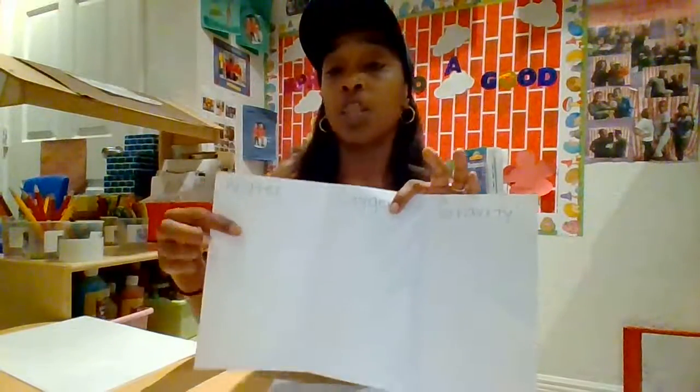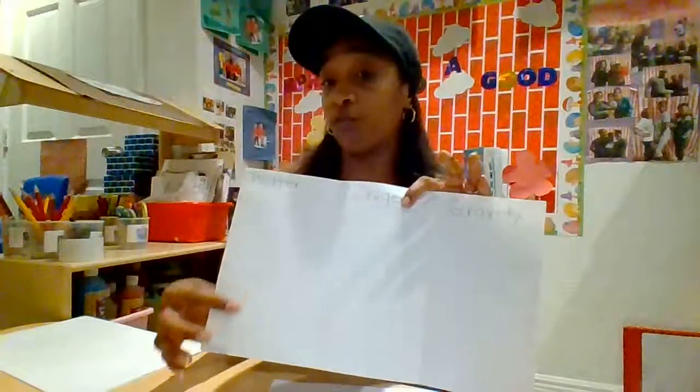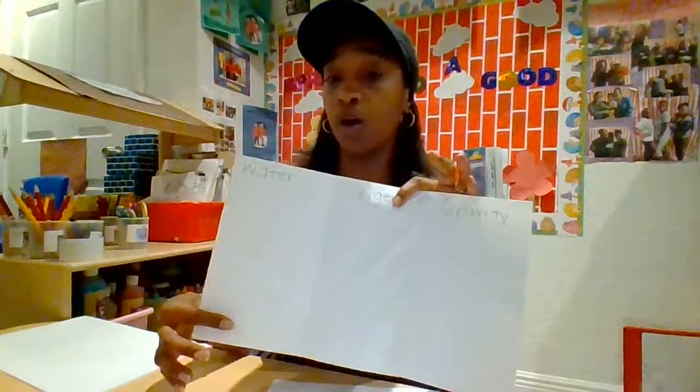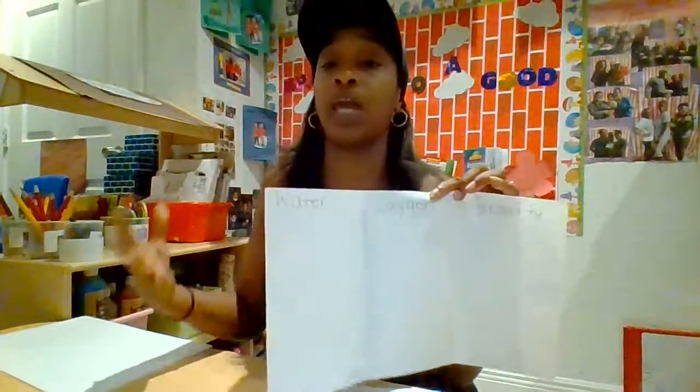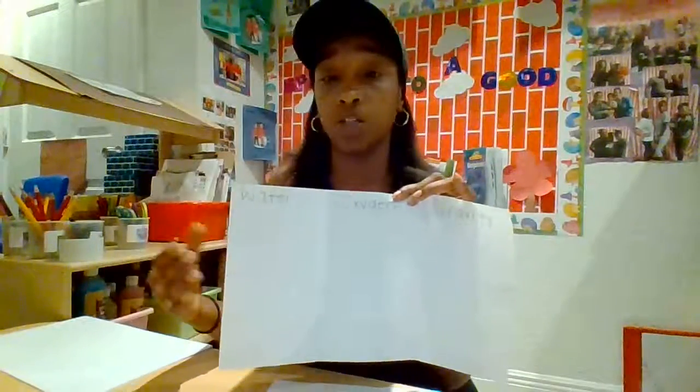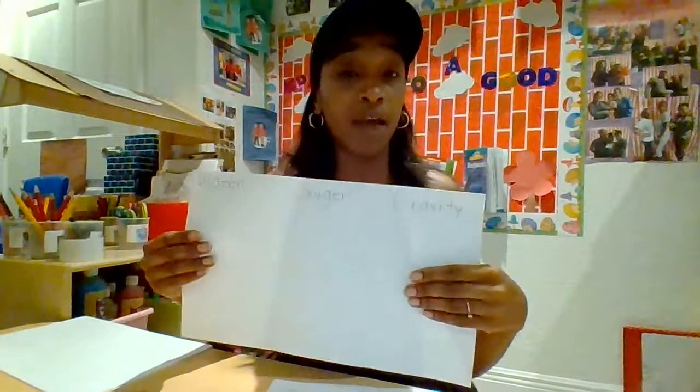So for water, they can draw a swimming pool or fish or them drinking water. For oxygen, they can draw us, our lungs, or an animal because all 3 of those things need oxygen. And gravity, the child can draw them throwing a ball up and down because what goes up must come down. So if a child is able to draw a response for all 3 areas, they have measured up to that second objective.